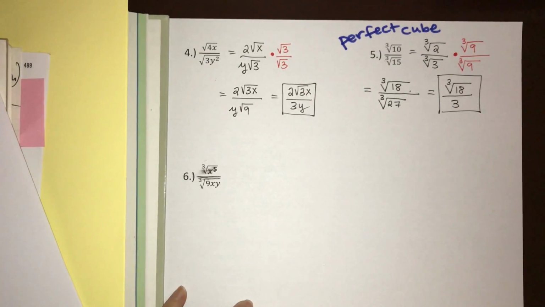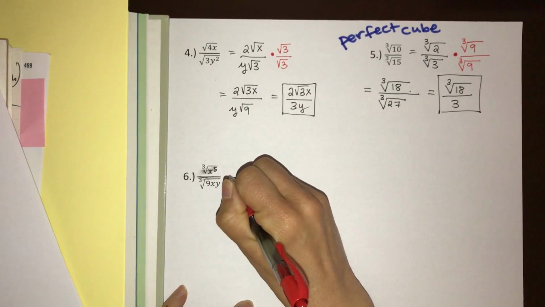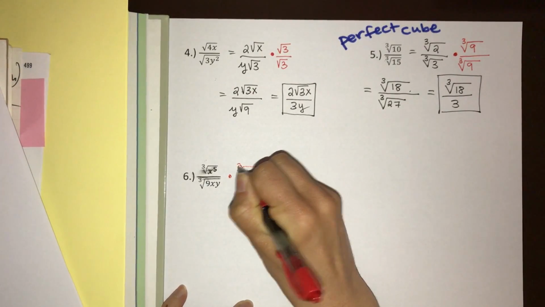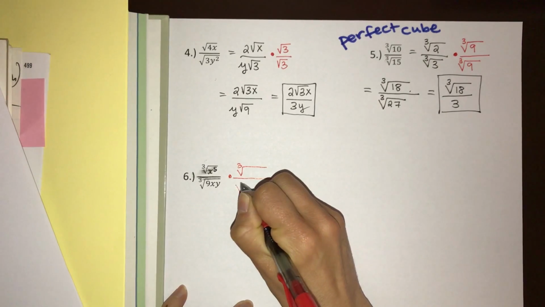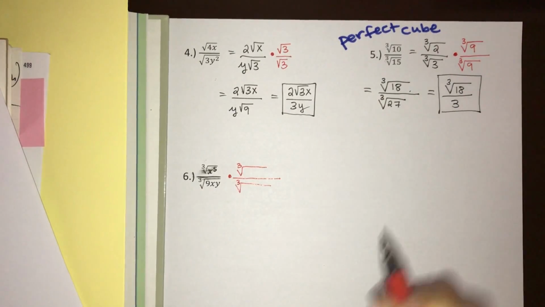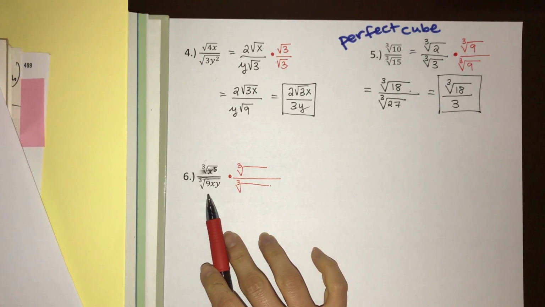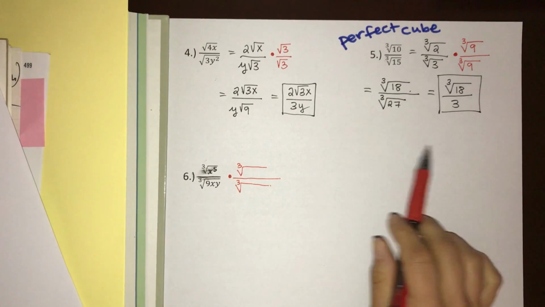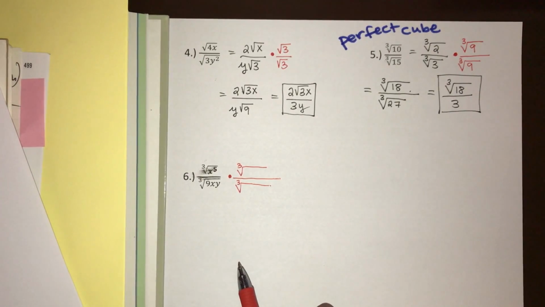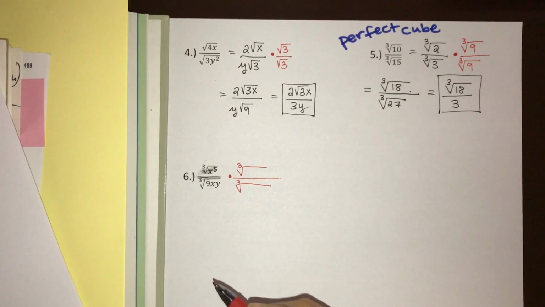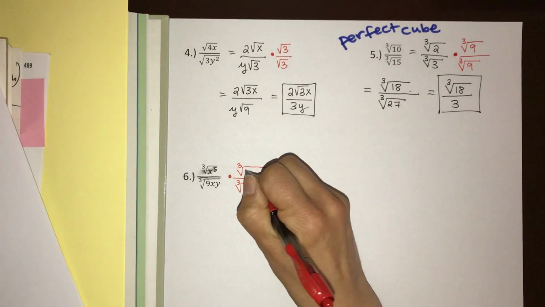So I can just leave this problem the way it is, and I could think about what I'm going to multiply by. So I need to multiply by cube root of something. You want to think about this. You want this denominator to be a perfect cube. 9 is not a perfect cube, but we know from the previous problem that 27 is a perfect cube. So 9 times what is going to be 27? It's going to be 3.